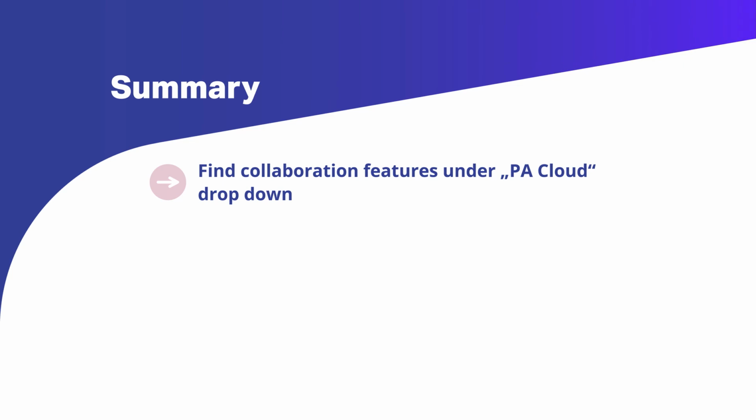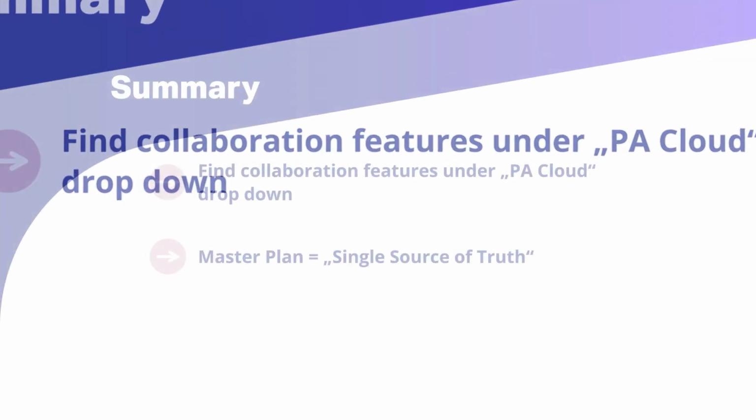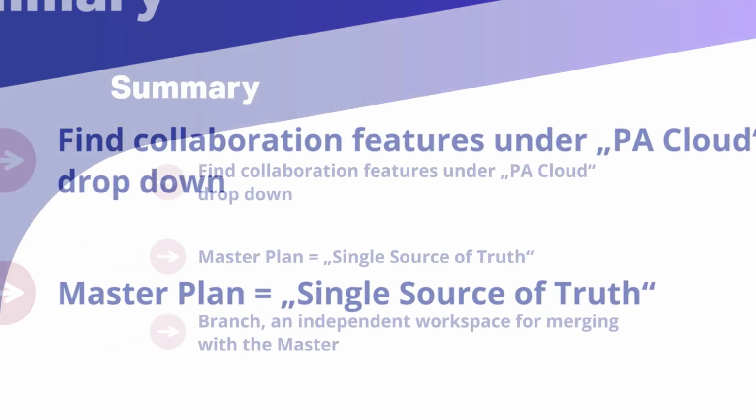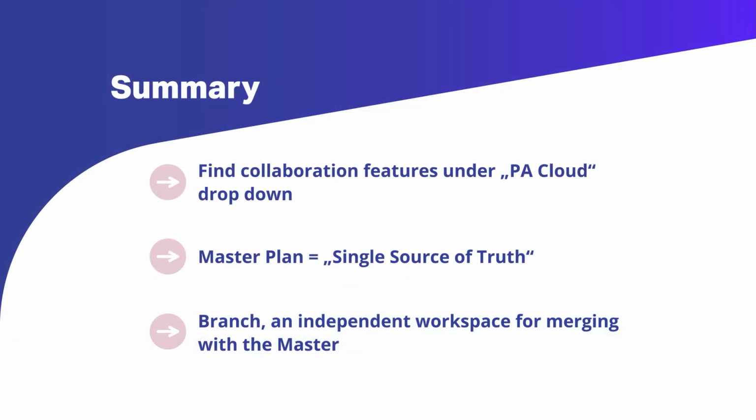To sum up, you can find all collaboration features under the menu item PA Cloud. The master work area is the single source of truth. A branch is an independent work area for working on a plan, and which can then be merged with the master.